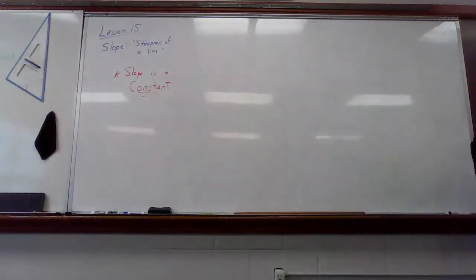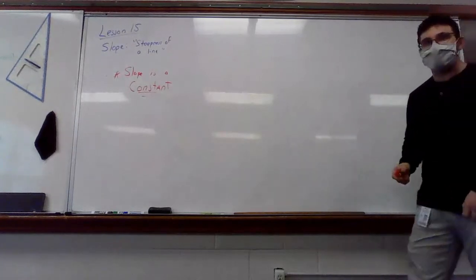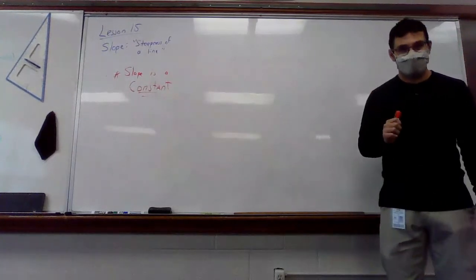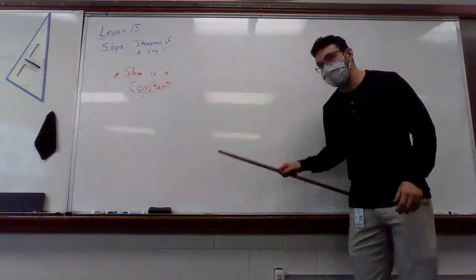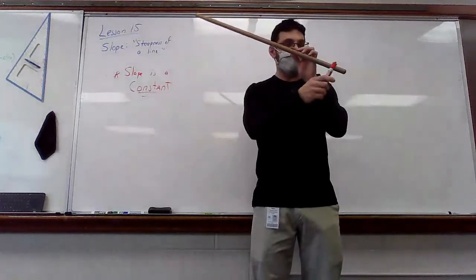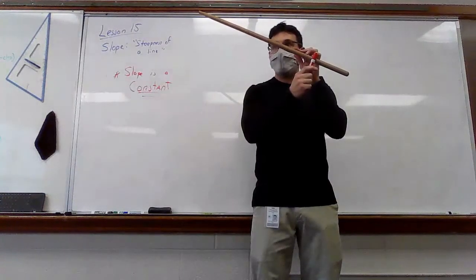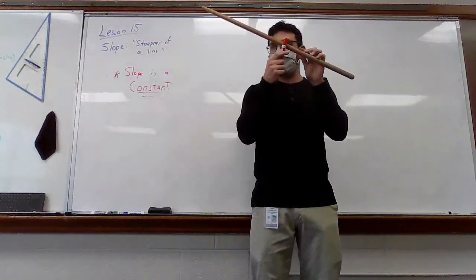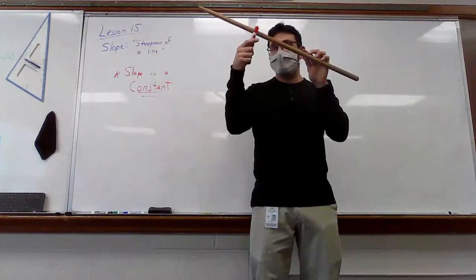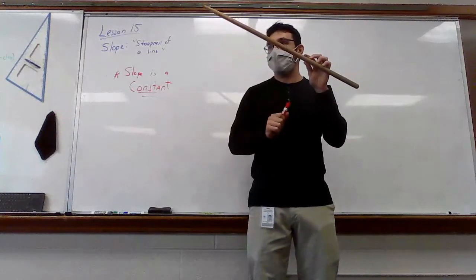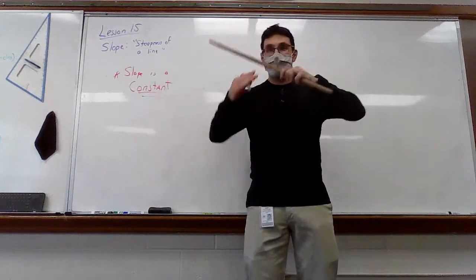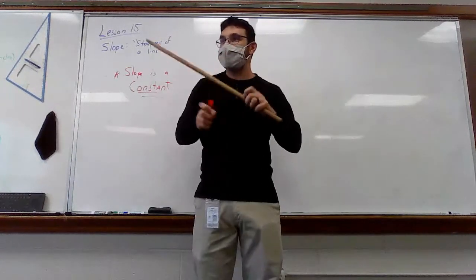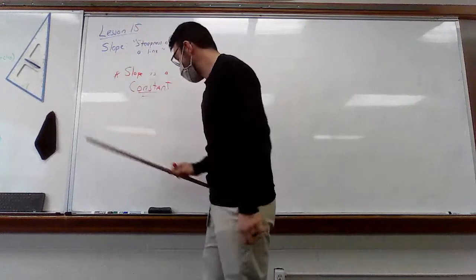What does it mean if something is constant? Javen: It stays the same. That means that from here to here is the same as from here to here, as the same as from here to here, and so on and so forth. It doesn't go from here to here, and then all of a sudden the line drops down here. I'm not having this funky shaped line. I'm going to have a nice straight line because a slope is constant.